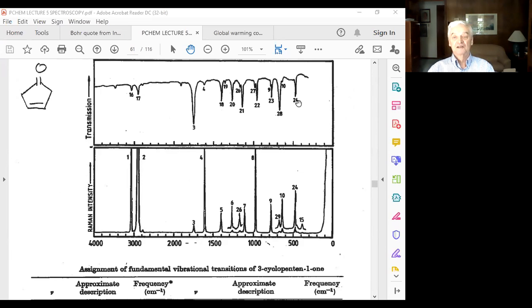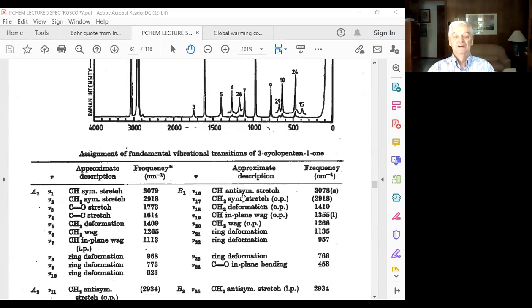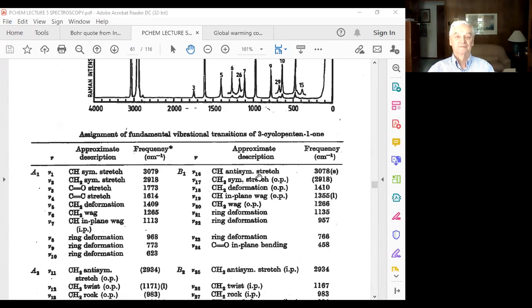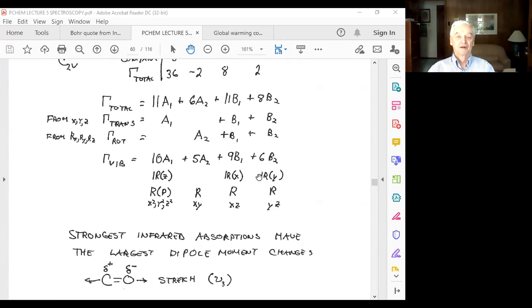But this is the infrared absorption spectrum. This is the Raman spectrum. And you can see they look totally different. You wouldn't think it's the same molecule when you're looking at it at all. But here's a case then where both infrared and Raman can help you understand the vibrations. So the vibrations are actually listed here. But first, a few comments.